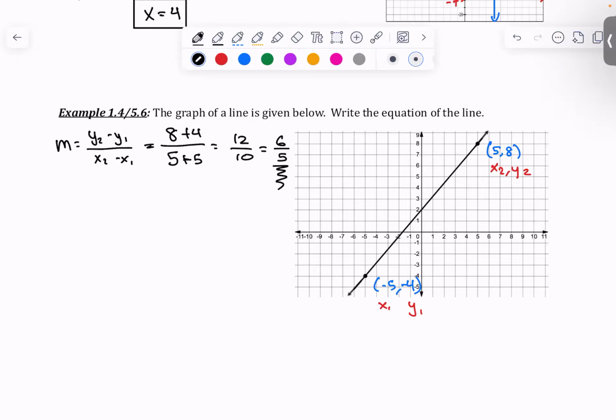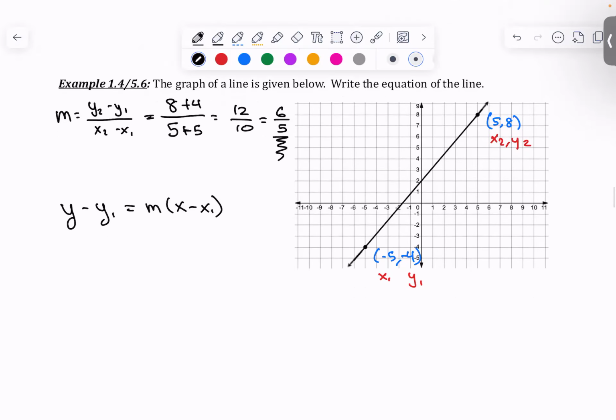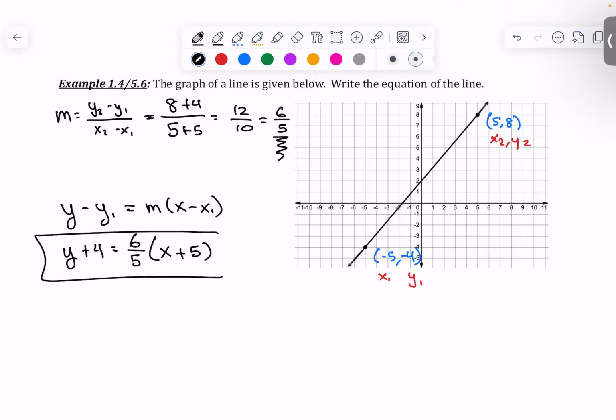From here, all we need to do is utilize the point slope form. So y minus y sub 1 is equal to m times x minus x sub 1. And therefore, y plus 4 is equal to 6/5 times x minus -5, so x plus 5. That is an acceptable answer unless they want it in slope intercept form, in which case we just need to distribute like normal.